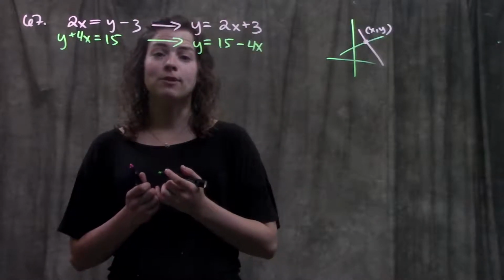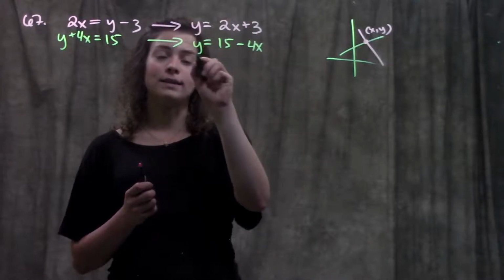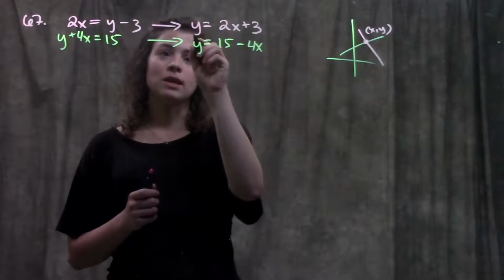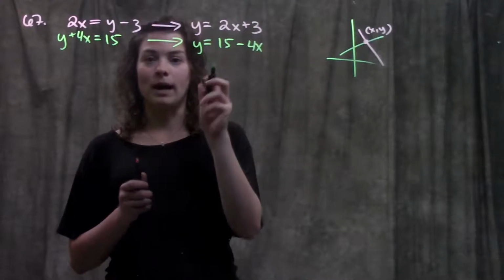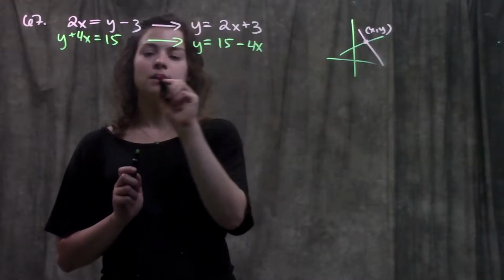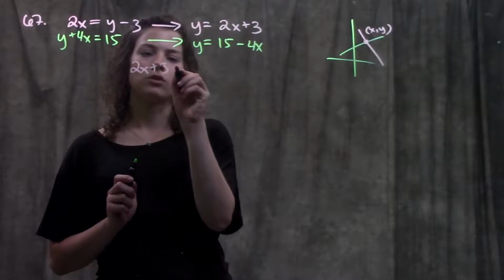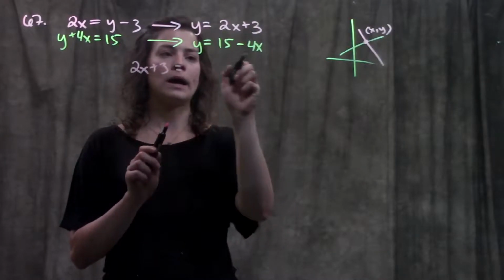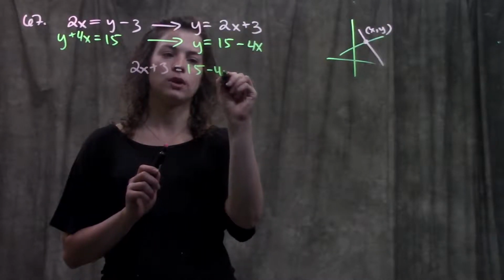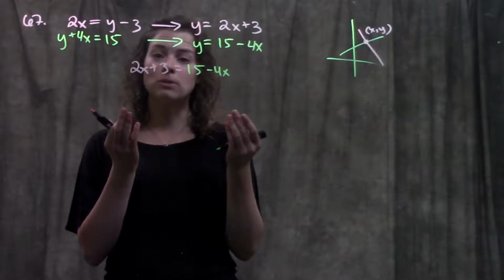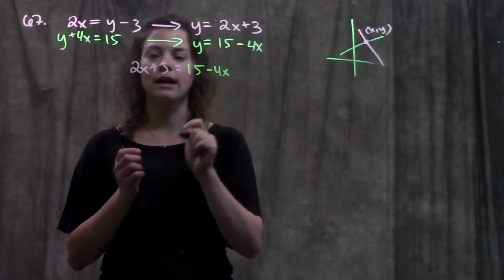So remember, if we're looking for the point of intersection, that means that our y's have the same value. So that means that we can just set this y equal to this y. So now it becomes this equation, which is 2x plus 3, is equal to this y equation, which is 15 minus 4x. Now I have something in terms of just one variable. I can go ahead and solve for x.